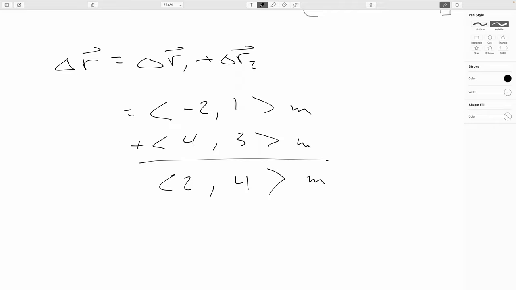And that makes sense. If we take a look at this, we went first 2 meters to the left, and then we ultimately ended up 4 meters to the right of where we started from. So we ended up 2 meters to the right of where we started from. And we went 1 meter north and 3 meters north to end up a grand total of 4 meters north of where we started from. So, cool. We can just write the numbers and add them up in slots.